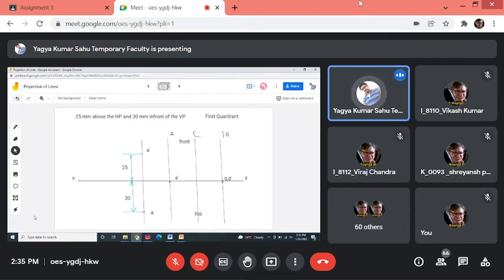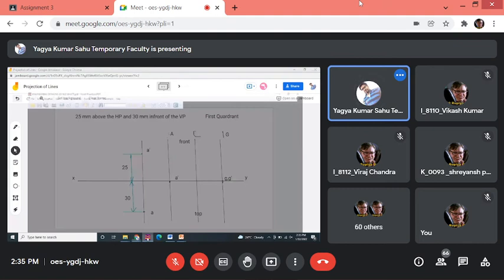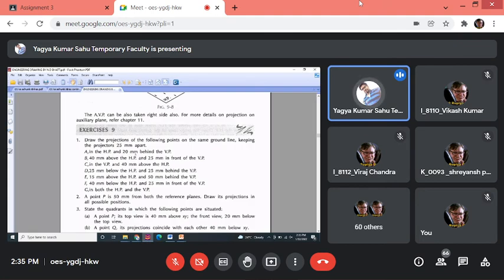And what about the top view? It is behind the VP. Any doubt? Someone wants to tell something? So what is the meaning of 20 mm behind VP?